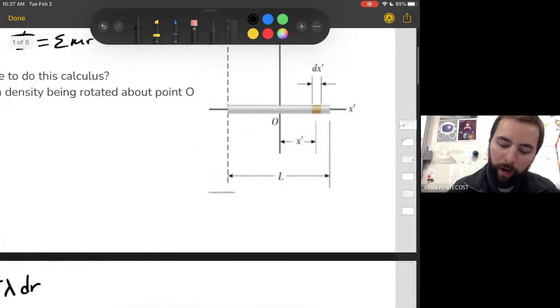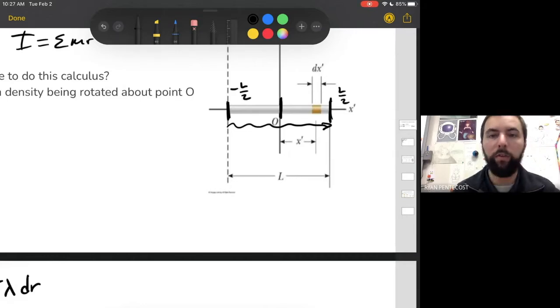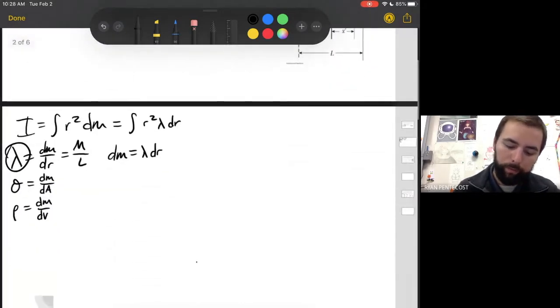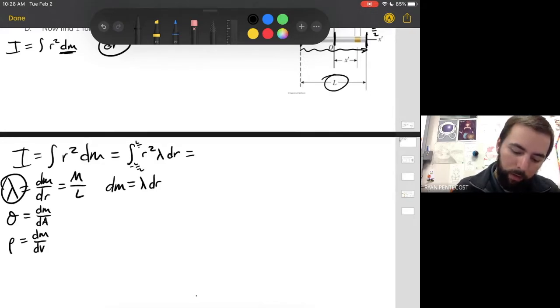If our axis of rotation, right here, is going to be our zero point, then we're going to start over here and work our way here. So we'll call this negative L over 2 and L over 2. L over 2 meaning radius. We want to keep it in terms of length because that is the variable that we were given. So this is negative L over 2 to L over 2.